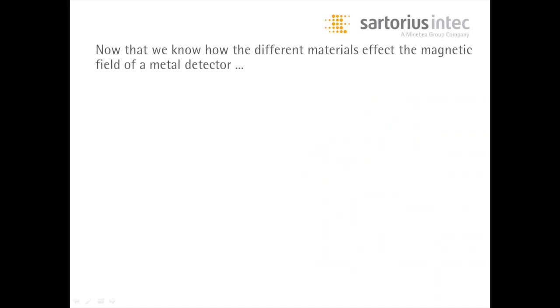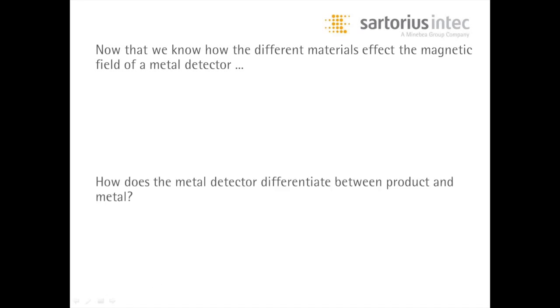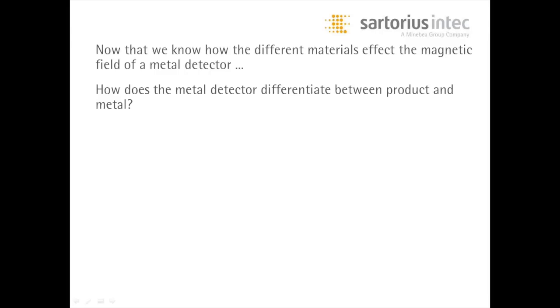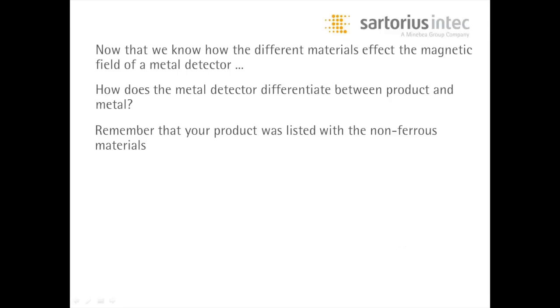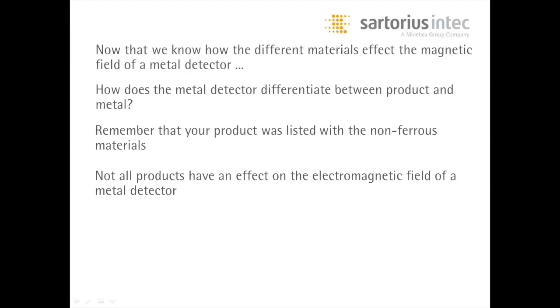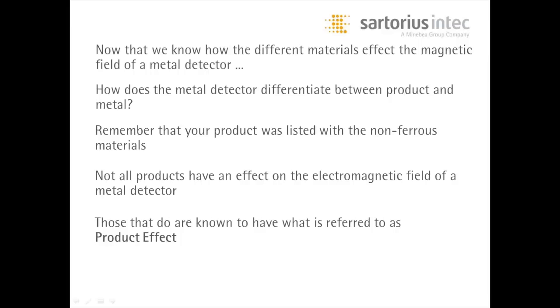Now that we know how the different materials affect the magnetic field of a metal detector, how does a metal detector differentiate between the product, which we said can have an effect on the electromagnetic field, and a piece of metal? Remember that your product was listed with the non-ferrous materials. Not all products have an effect on the electromagnetic field, but some do, for sure. Those that do are known to have what is referred to as product effects. So you will hear this term many times when you're discussing metal detection. Product effect is a major concern with metal detection.